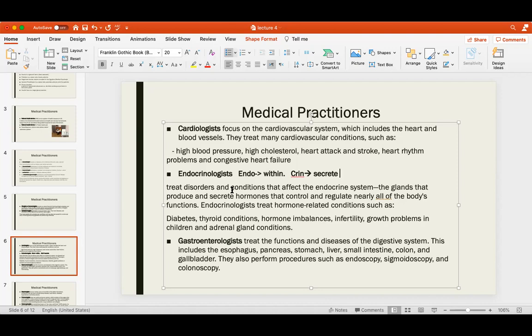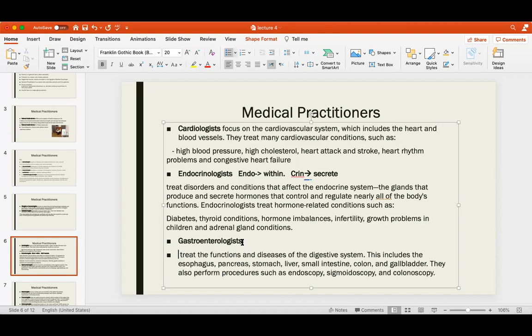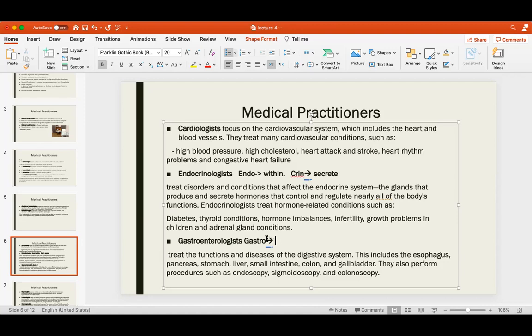We have also gastroenterologists. As we said, the root gastro means what? Stomach. And the root entero means what? Intestine.